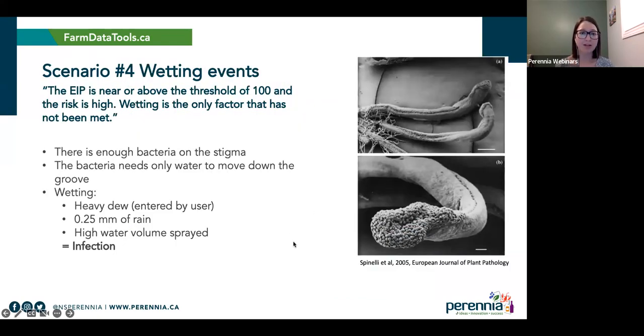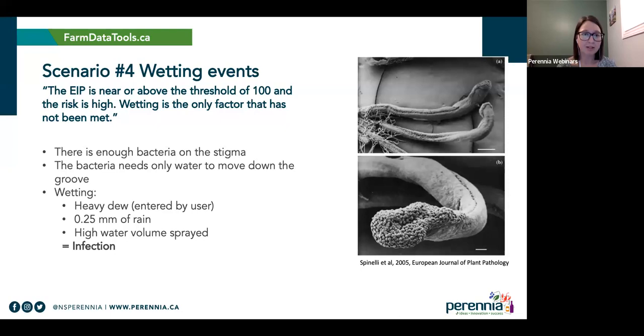Now, the fourth scenario here is related to wetting events. The scenario is the EIP is near or above that threshold level of 100, and the risk is high, but the wetting is the only factor that has not been met. So what do we need to consider in this kind of situation?